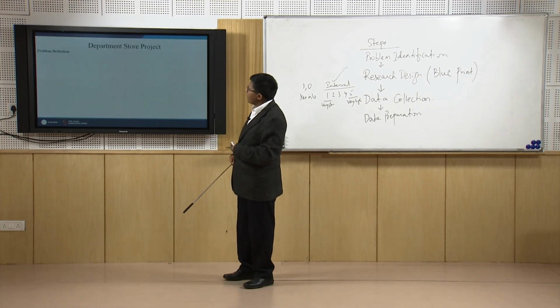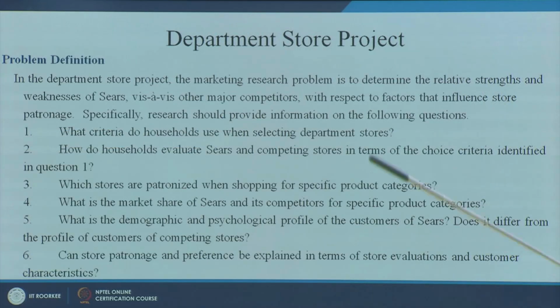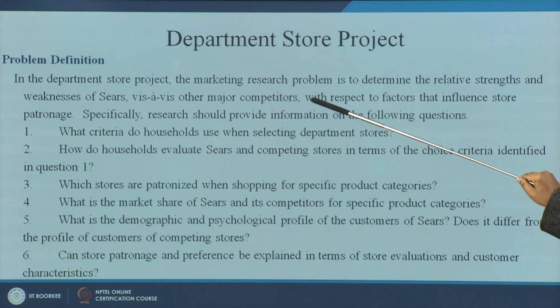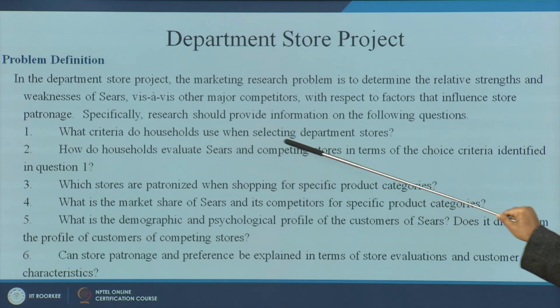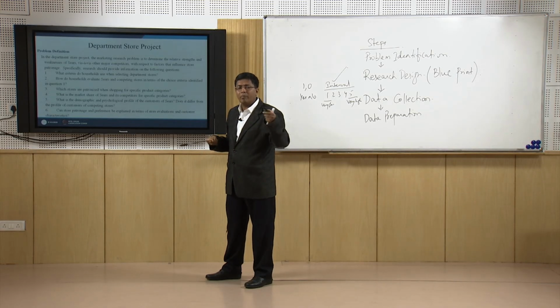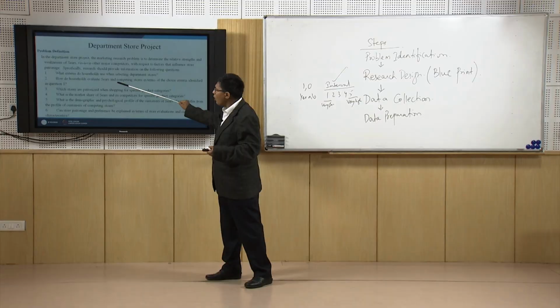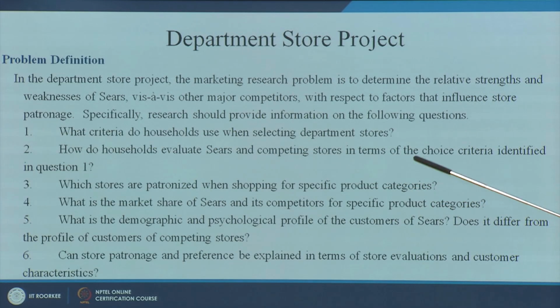This is one case which I am giving you, a case of a department store. The marketing research problem is to determine the relative strengths and weaknesses of Sears, a retail store. Specifically, research should provide information on the following questions. Sears wants to do a study, and the questions it wants answered are: what criteria do households use when selecting department stores? That means, how do you select a department store, which is an important part of retail research. How do households evaluate Sears and competing stores in terms of the choice criteria identified?